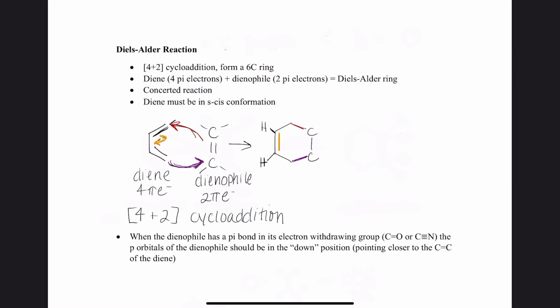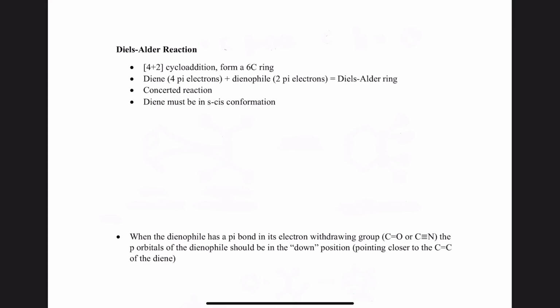I didn't draw any substituents on our dienophile, so let's go on ahead and do that. Let's do another example. I'm going to add a methyl group to our diene.